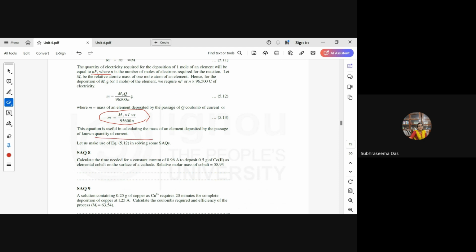So if we know the quantity of current, that is I, and the time it is passed through, the Q value, then we can find out the mass deposited by that much amount of current over the electrode. So this is equation 5.13, a very important equation depicting how to calculate the amount of mass deposited on the electrode.